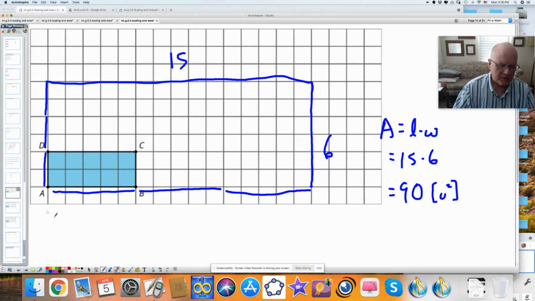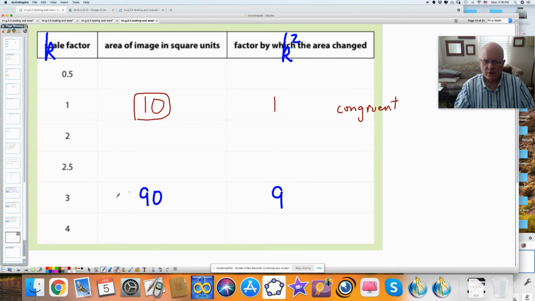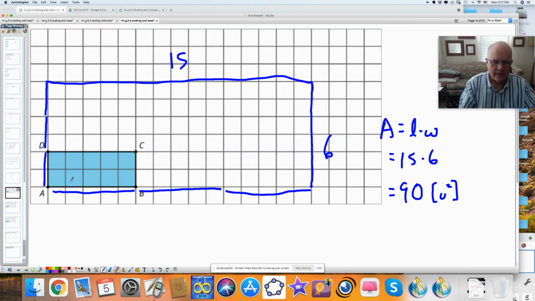And we put this number into our table. When the scale factor was 3, we got an area of 90. What factor did we have to multiply this original by to get to 90? Well, we multiplied it by 9. And at this point, I'm going to point out to you that the scale factor is k, and the factor by which the area changes each time is going to be k squared. So this is 3, and the area would be 9 times larger. It's scaling both the length by 3 and the width by 3. And you can see that on the drawing here. I had to scale the length by 3 and the width by 3.